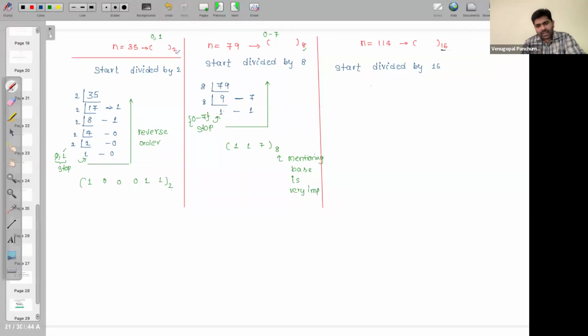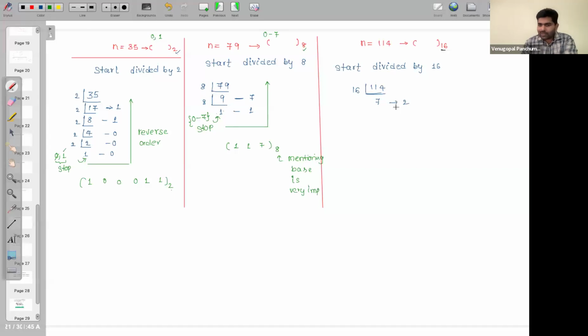Okay. Now I'll take this 114. Now let me start dividing this value with 16. So 16 in 114, how many times will it go for the first? It goes 7 times. Very good. What is the remainder that you will be getting? It goes 7 times. So when you write it, 16, 7 times. So 16 7s are how much? 112, okay. 7, 2.